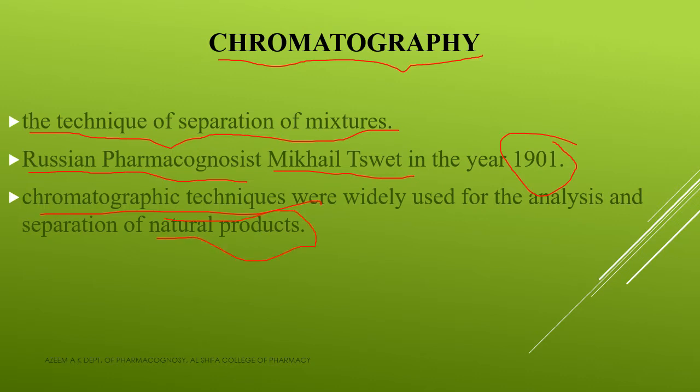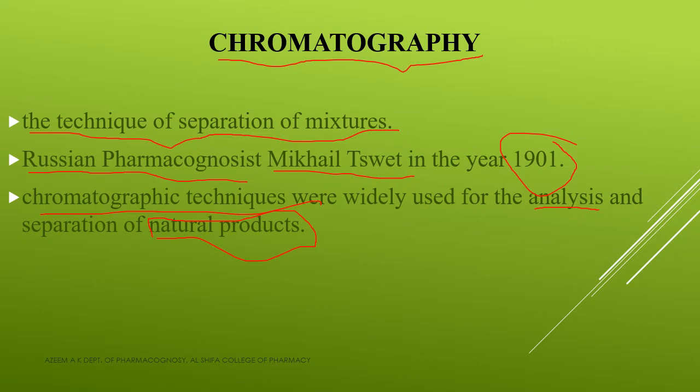Clear? Okay, and chromatographic techniques are widely used for the analysis as well as separation of natural products. So we are studying about natural products, and they are the products which are obtained from natural sources like plant, animals, marine, mineral, etc. And this technique is used for the analysis as well as separation of natural products. So here analysis means it is used for finding out the purity, percentage determination, etc. of natural products, and also this technique is generally employed in the separation of natural products.